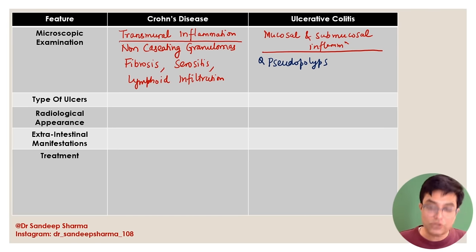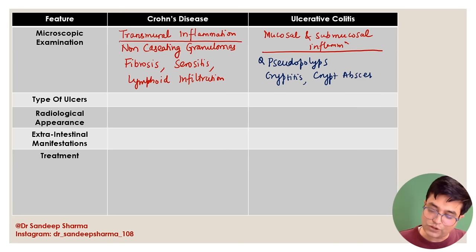They can also have cryptitis. So crypts of Lieberkühn can show inflammation, and abscesses can develop in them. We call them crypt abscesses. So pseudopolyp, cryptitis or crypt abscess word use karenge, the likely diagnosis will be ulcerative colitis. Ye pathology ke saath overlap hai. Similar things are there in pathology also. If you look at past paper, aa chuka already in FMG exam.